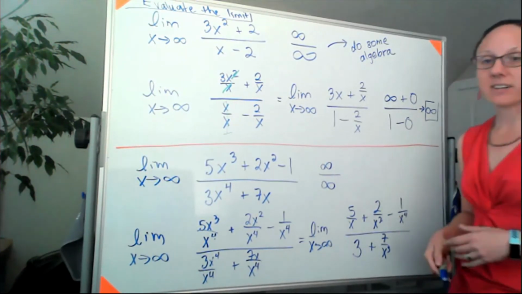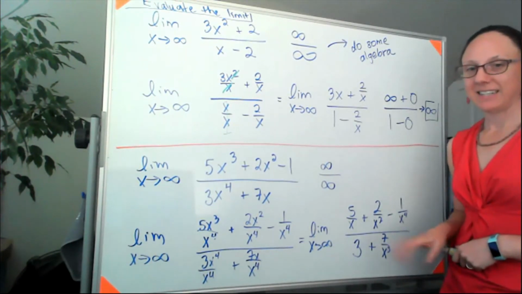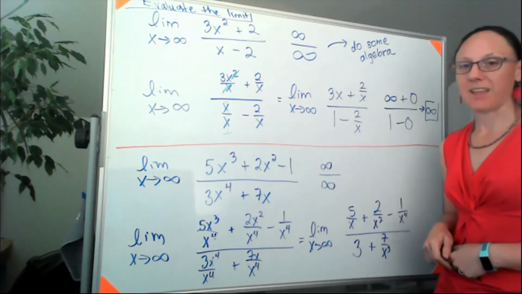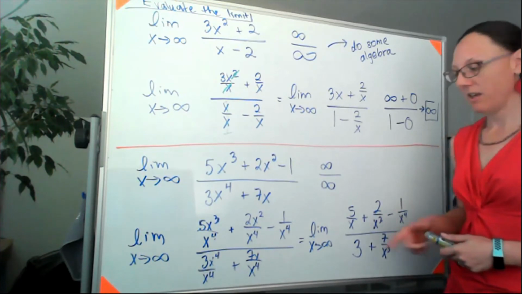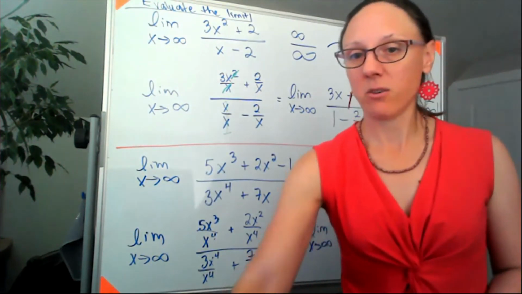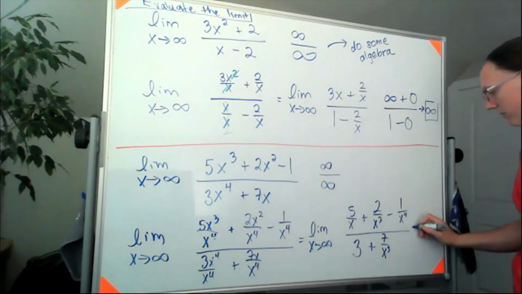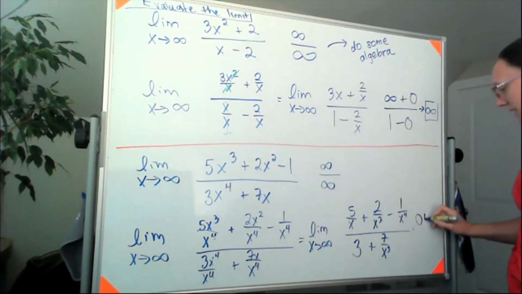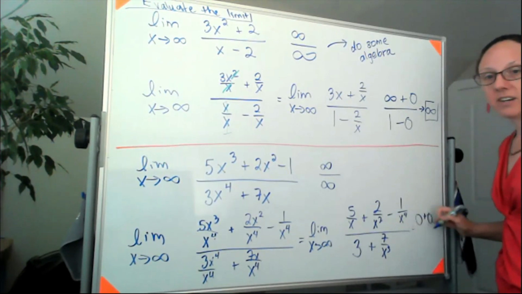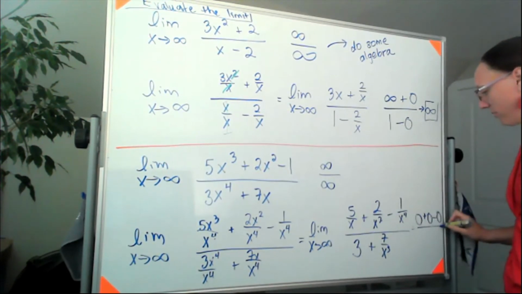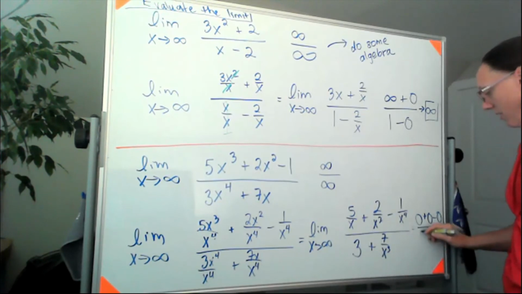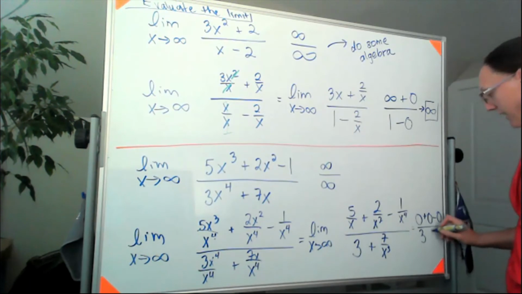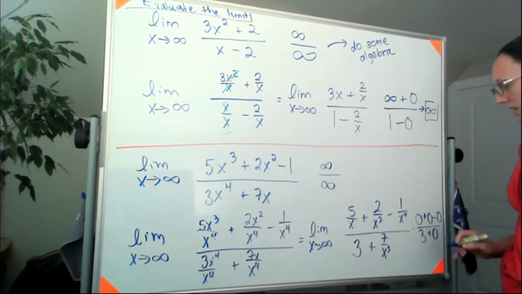Well, when I walk in here to take that limit, now that it's simplified as much as we can, when I plug in infinity, I get a whole bunch of zeros. 5 over x is headed to 0. 2 over infinity squared, that's headed to 0. 1 over infinity to the fourth, that's headed to 0. I've got a 3 in the denominator. And 7 over infinity cubed, that is also headed to 0.